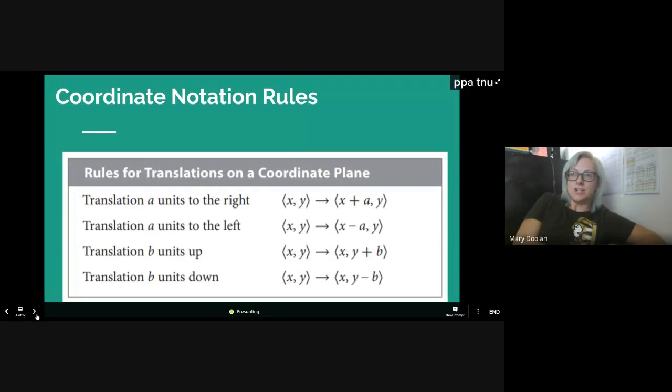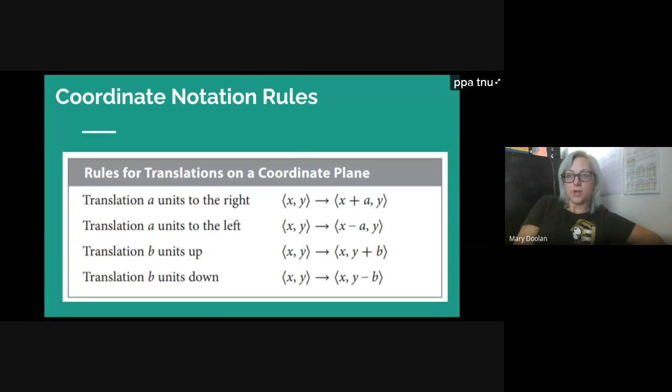All right, so these are the coordinate notation rules. When we translate a units to the right, if you think about that in the coordinate plane, when you're moving to the right, your x-coordinate is increasing. So however many units we move, we add that number to x. If we move to the left, then your x-coordinate is decreasing, so we would subtract that many units from x.